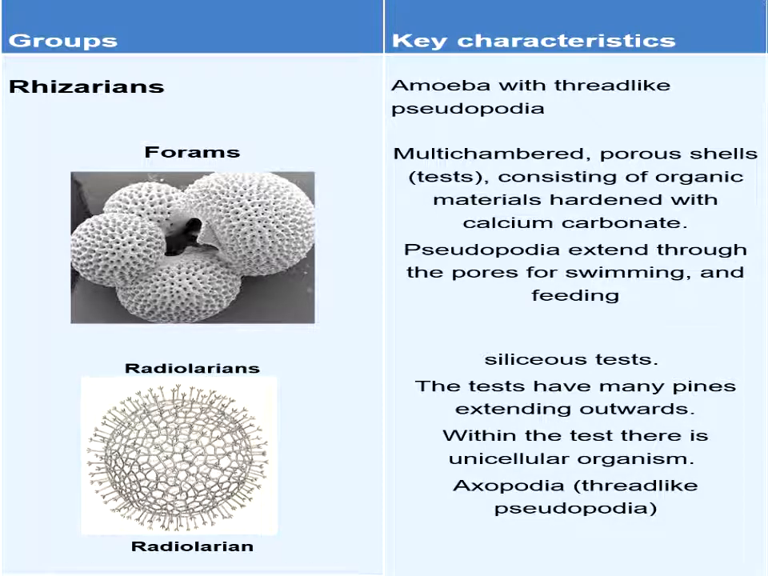So radiolarians have basically frames or tests that are made of silica, and they have basically exopodia, thread-like pseudopodia extending from the test.